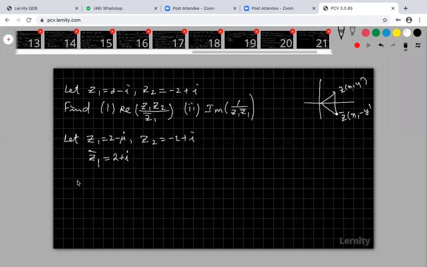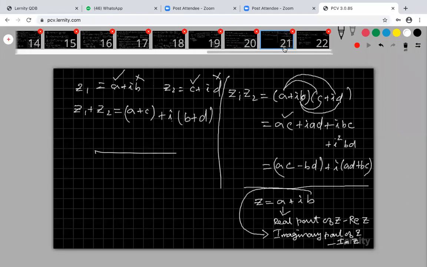First of all, find Z1 into Z2 divided by Z1 bar. What is my Z1? 2 minus I. What is my Z2? Minus 2 plus I. What is my Z1 bar? This is 2 plus I. Now simplify, you will get a complex number. In this complex number, find the real part. So now what is the answer? Now the answer is to multiply. I have told you that multiplication of two complex numbers is AC minus BD plus I into AD plus BC.